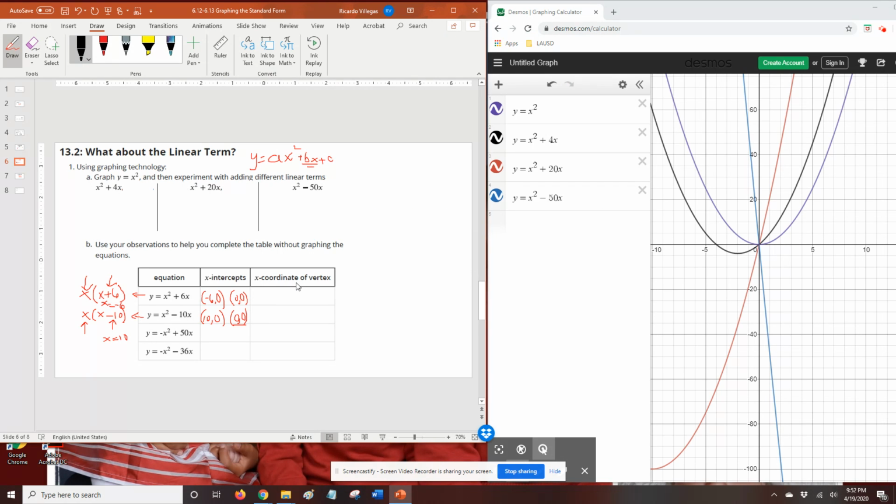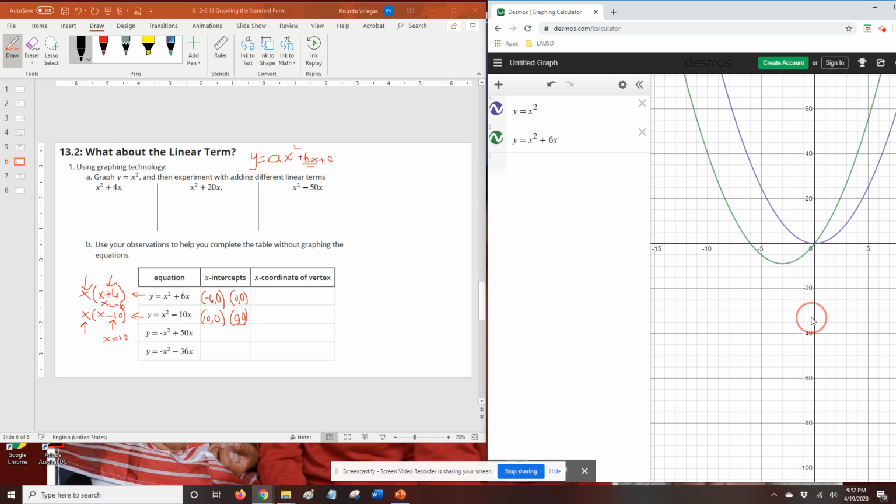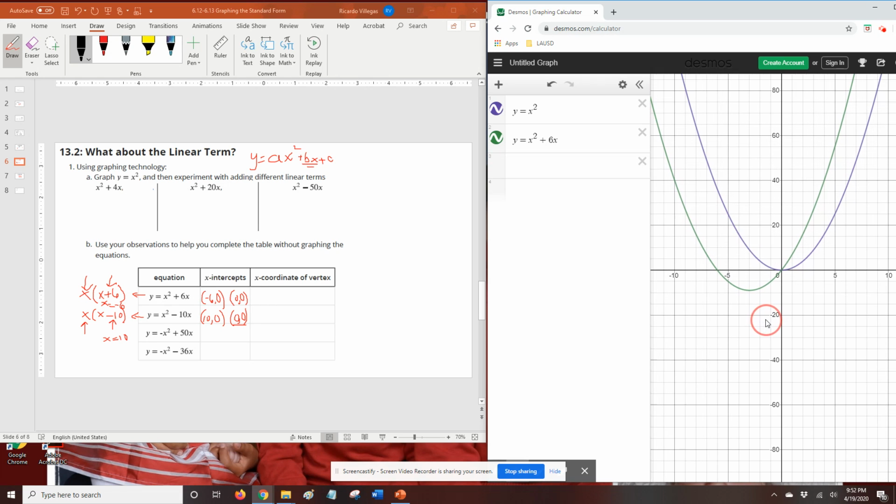So we have our equation y equals x squared plus 6x. Okay, so let's do this one first. We know our x-intercepts are basically -6, comma 0, and 0, 0. So if we know our x-intercepts are -6, comma 0 and 0, 0, what the second part of the problem is asking you guys to do is to find the x coordinate of the vertex.